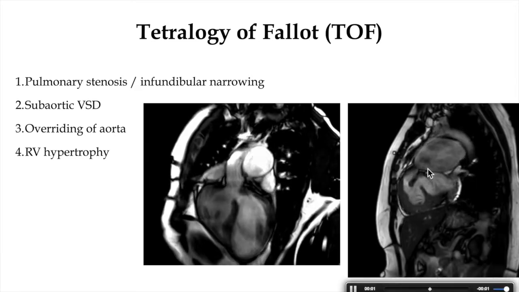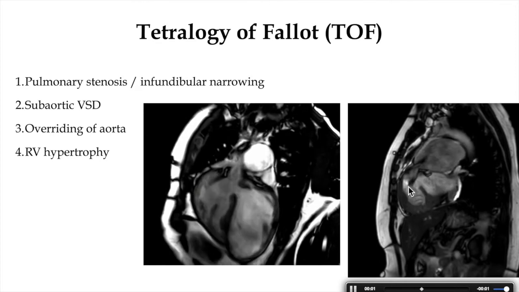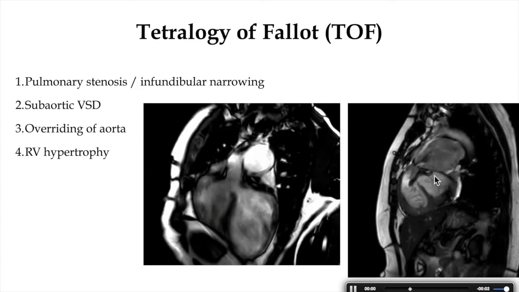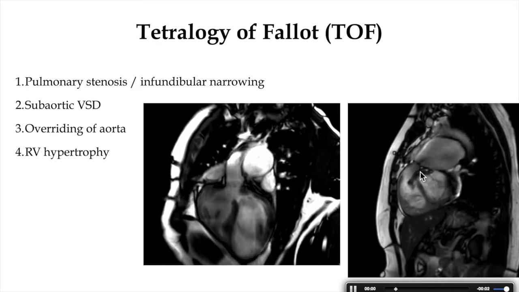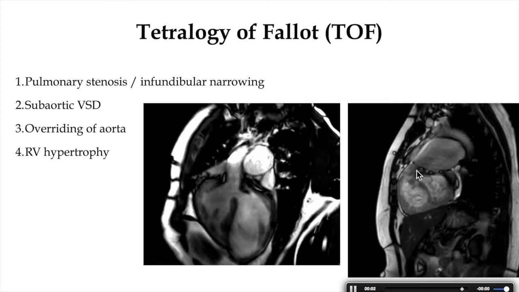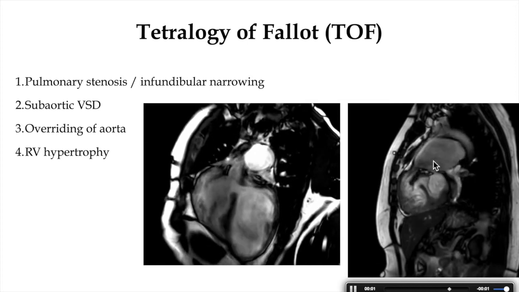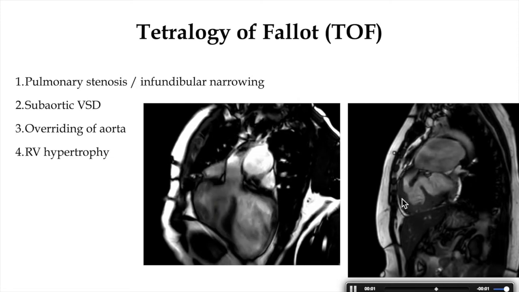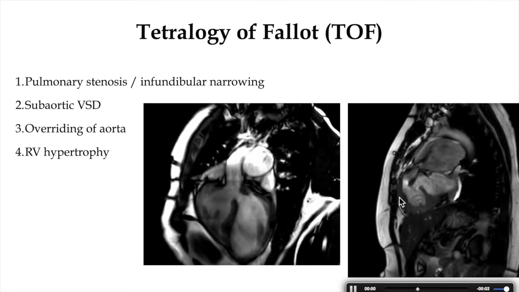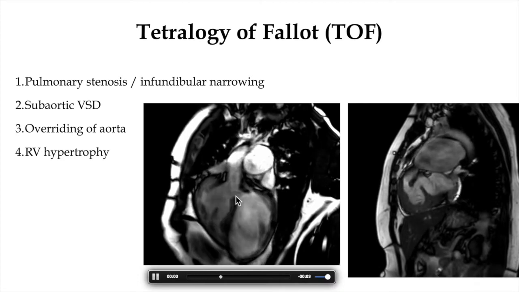As you can see in these images, this is the RVOT view demonstrating the RVOT and the MPA. You can see that there is a severe narrowing at the RVOT with a flow acceleration jet during systole, signifying that there is a pulmonary stenosis. There is also RV hypertrophy seen on these images. There is a subaortic VSD and there is an overriding of aorta.